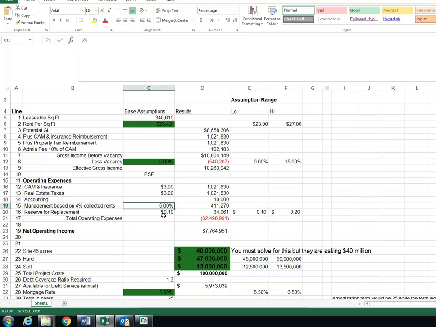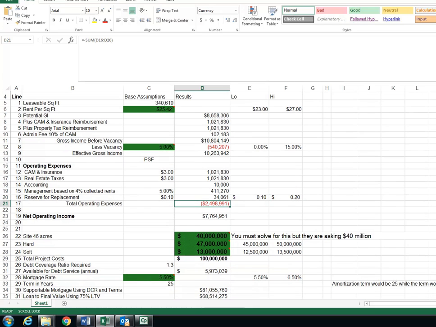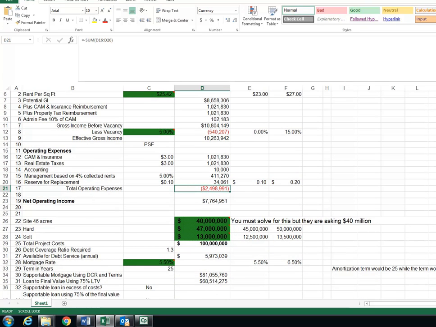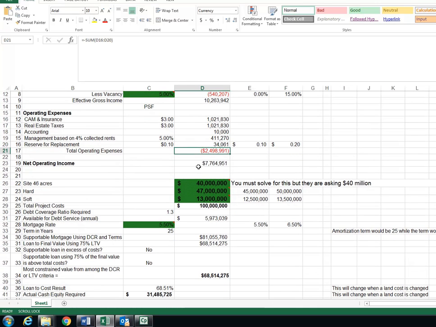So we have a reserve for replacement each year at 10 cents per square foot, and you get a resulting total operating expenses here of just under $2.5 million. So this is nothing but a pro forma that starts at rents and moves on down. And continuing to move on down, we have an estimate of NOI of $7.76 million.